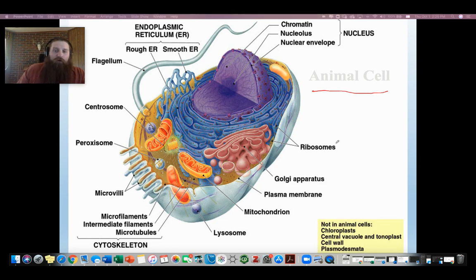Just write the ribosomes. They're going to build our proteins, right? We'll just write on there what each thing does. That way you have it all in one place. So that's an animal cell.